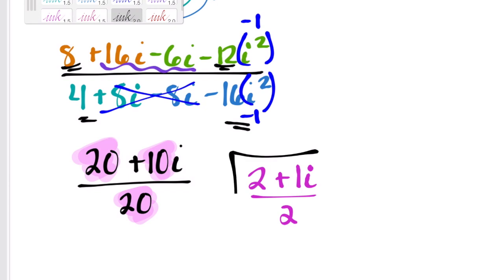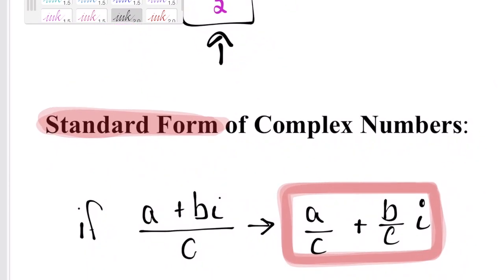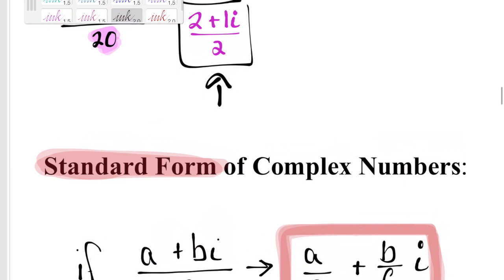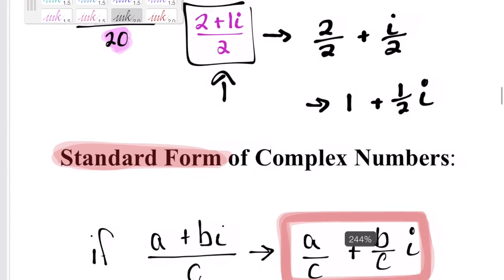And we're finished. Now, when it comes to the standard form of complex numbers, it just means that we're going to fully separate the real and the imaginary. So if they wanted me to put our previous answer into standard form, I would have it as 2 over 2 plus i over 2, which I could then simplify a bit more to 1 plus half i. And that would be our standard form.